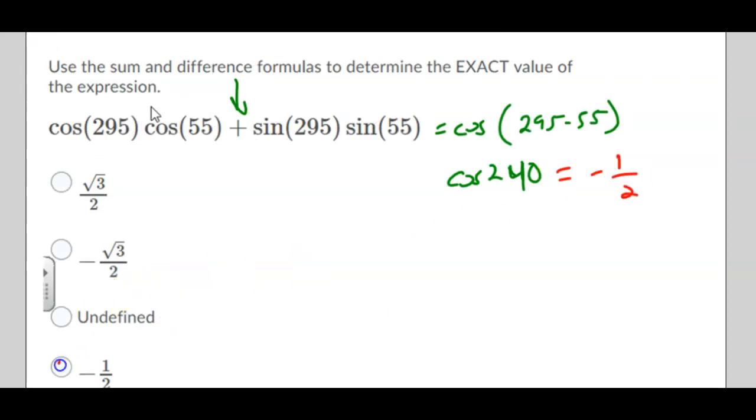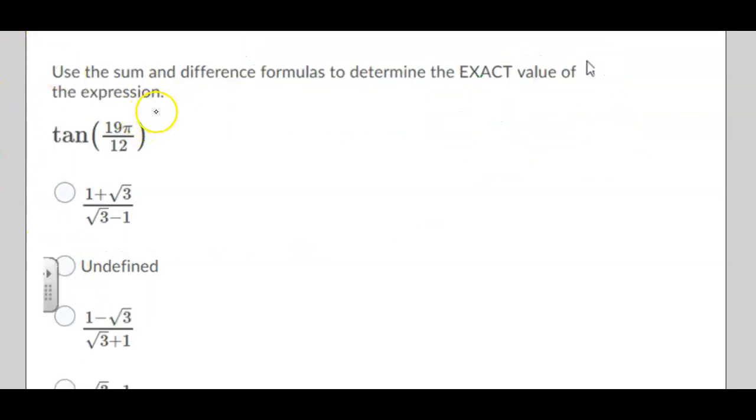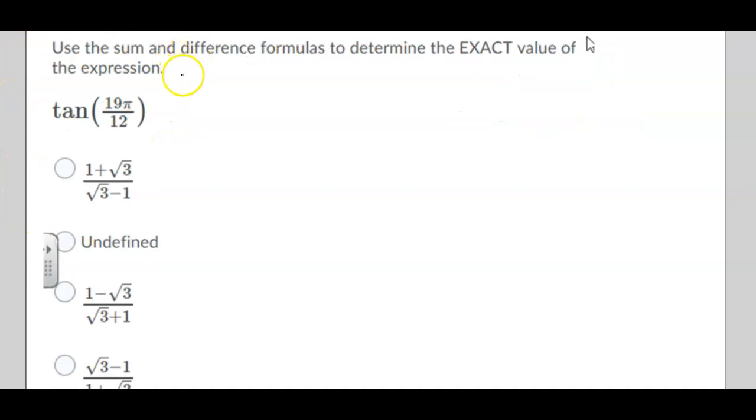Negative 1/2, which is down here. I know you can't see it, but negative 1/2 is right here. All right, right here it says use the sum and difference formulas to determine the exact values of this expression.